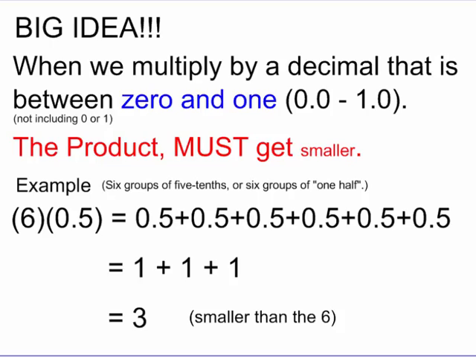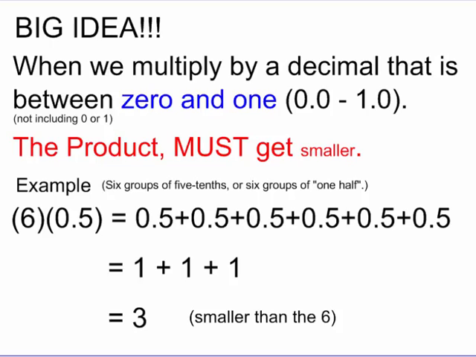So here's our first big idea. When we multiply by a decimal that is between 0 and 1, so a value that's bigger than 0 but less than 1, not a whole unit, the product, or our final result, must get smaller. This sometimes is a challenge for people to wrap their head around, because when we multiply numbers, we're used to them getting larger, but when we multiply by a decimal value between 0 and 1, the product actually gets smaller.